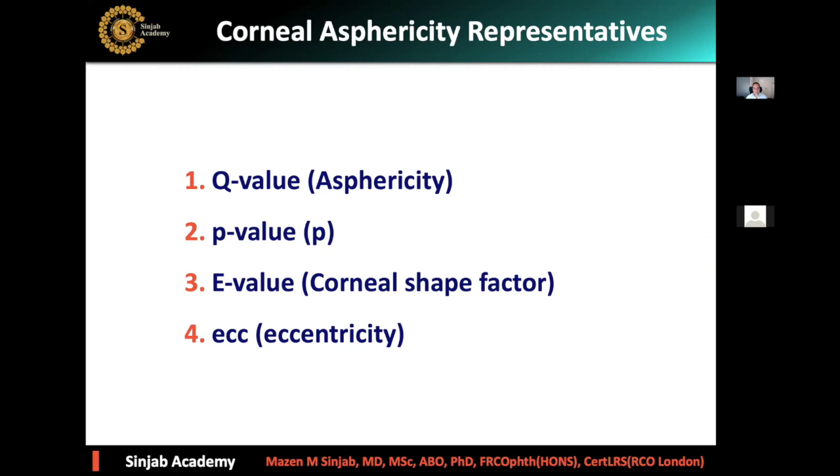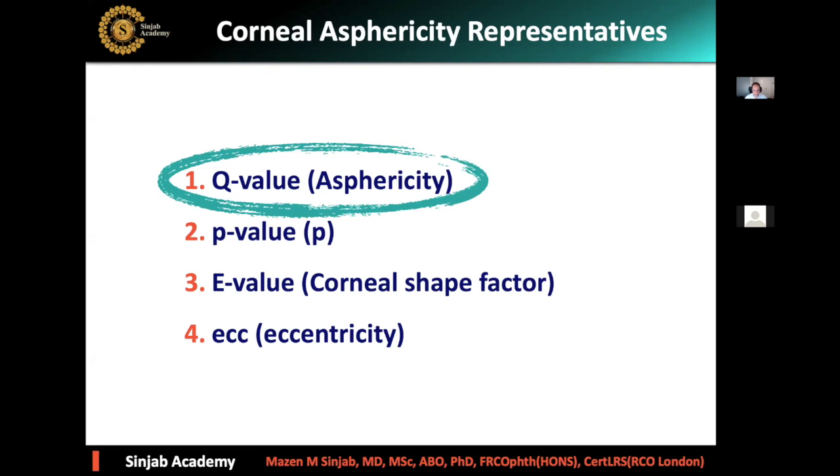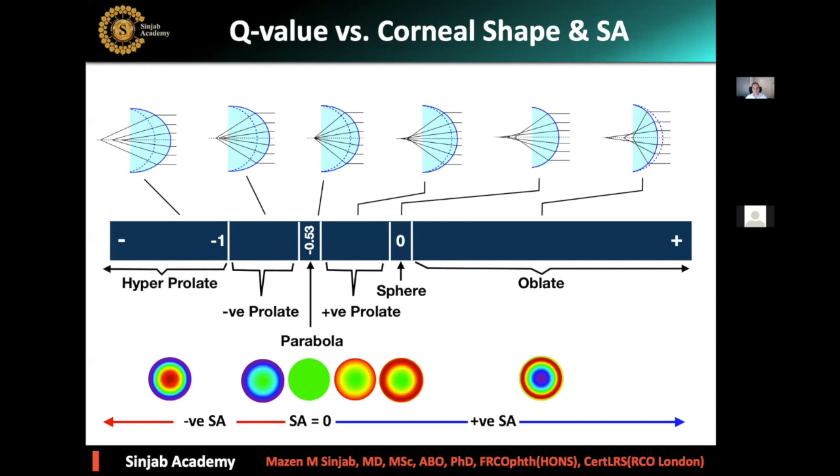There are four representatives of corneal asphericity: the Q value, P value, E value, and eccentricity. But the most famous and used one is the Q value because it reflects the shape of the cornea. Accordingly, we can say that the cornea can take one of these shapes. What are these shapes? When the Q value is 0, as you see here, the cornea is a sphere, a part of a sphere. And the patient will suffer from higher order aberrations.